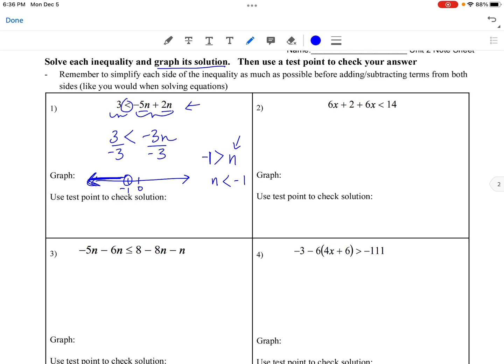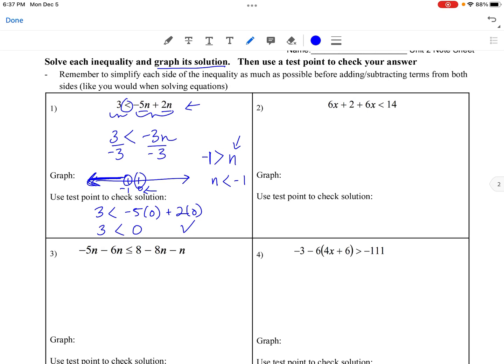And then I can use a test point to check my solution. Plugging in 0 is always the easiest. If I plug in 0 to my original inequality, it should not be true because 0 is not part of our solutions, right? 0 is not in the shaded area. So let's see. If I plug that in, I get 3 is less than 0, which is not true. Okay, so good, we shaded the right direction. 0 should not be part of the solution.